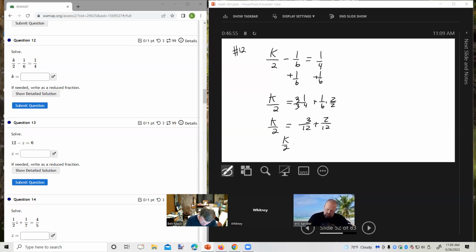So k over 2 is 5/12. But now, to get rid of the 2 in the denominator on the left, I'll multiply both sides by 2. So k equals 2 over 12 is 1 over 6. So k equals 5/6.